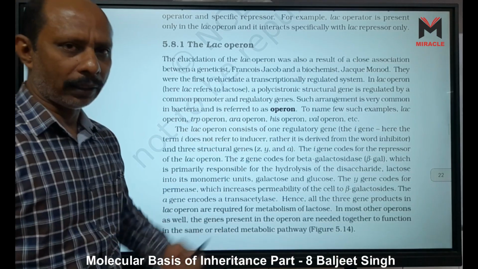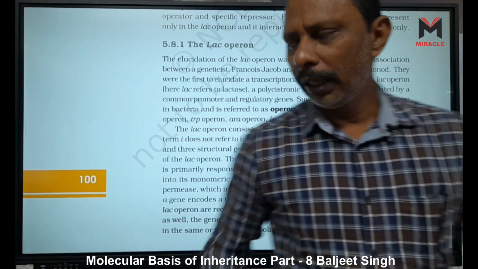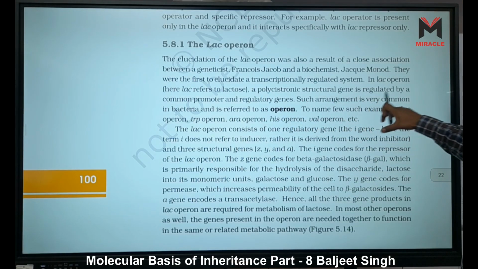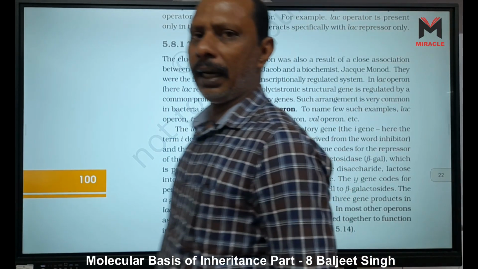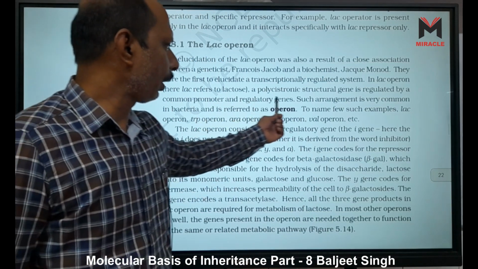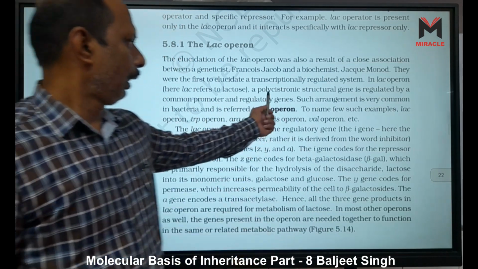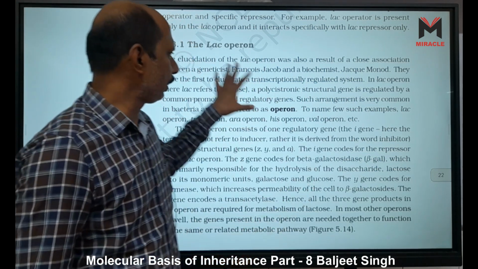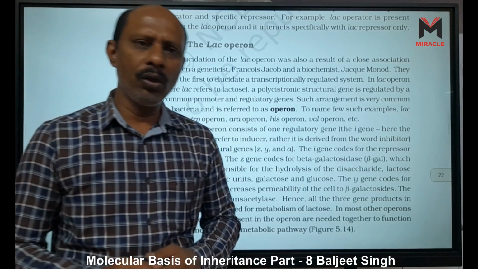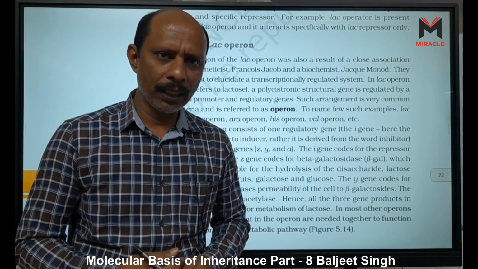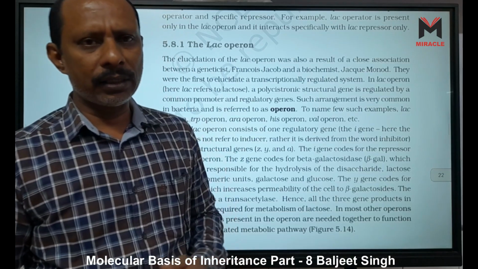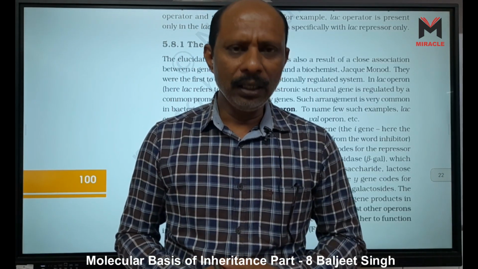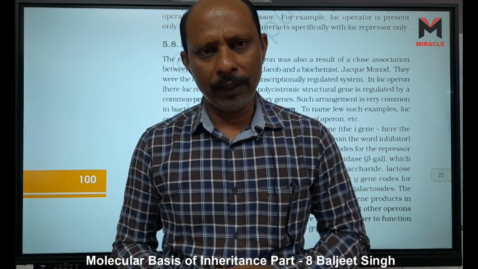Here, lac refers to lactose. Lac for lactose sugar, and trp means tryptophan. A polycistronic structural gene is regulated by a common promoter and regulatory gene. Look here, a polycistronic structural gene, because this lac operon model is present in E. coli, and E. coli means Escherichia coli. It is a bacterium, and we know bacteria or prokaryotic cells have polycistronic messenger RNA.